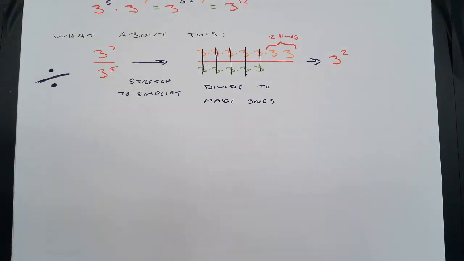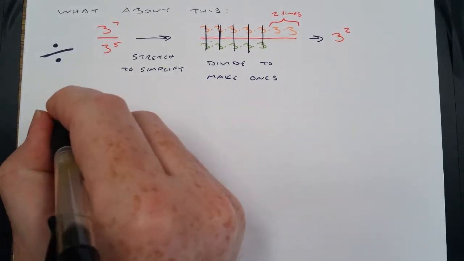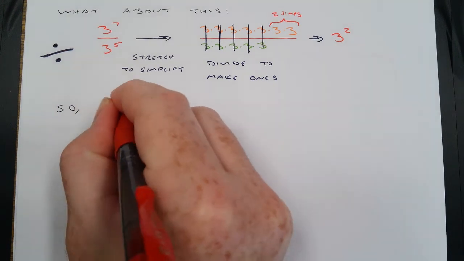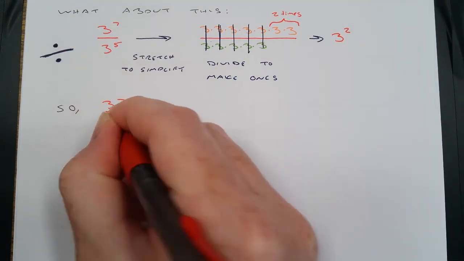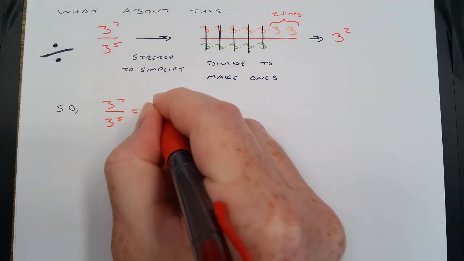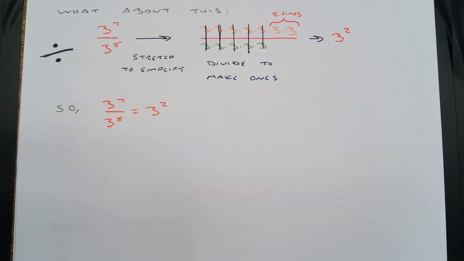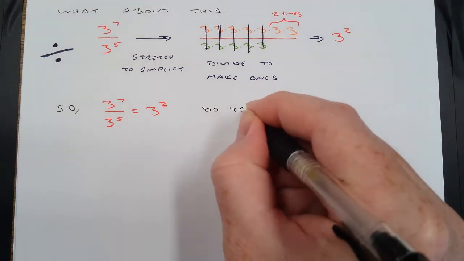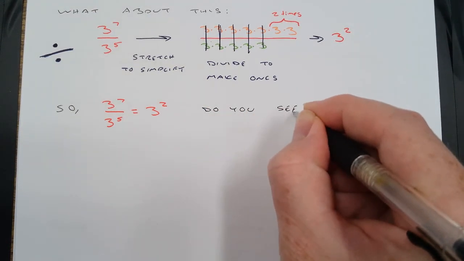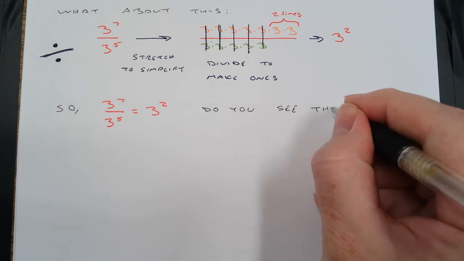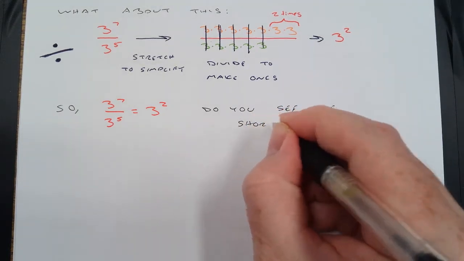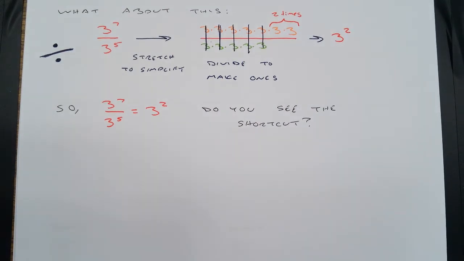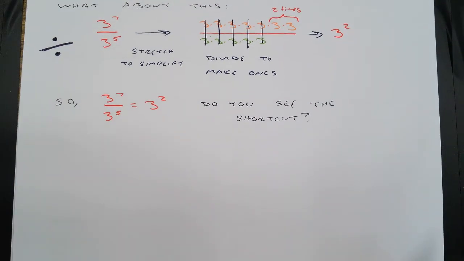So after doing this, we see that 3 to the 7th divided by 3 to the 5th equals 3 to the 2nd, also called 3 squared. So, question, do you see the shortcut? Do you see it? Do you see the connection between both sides of the equal sign?